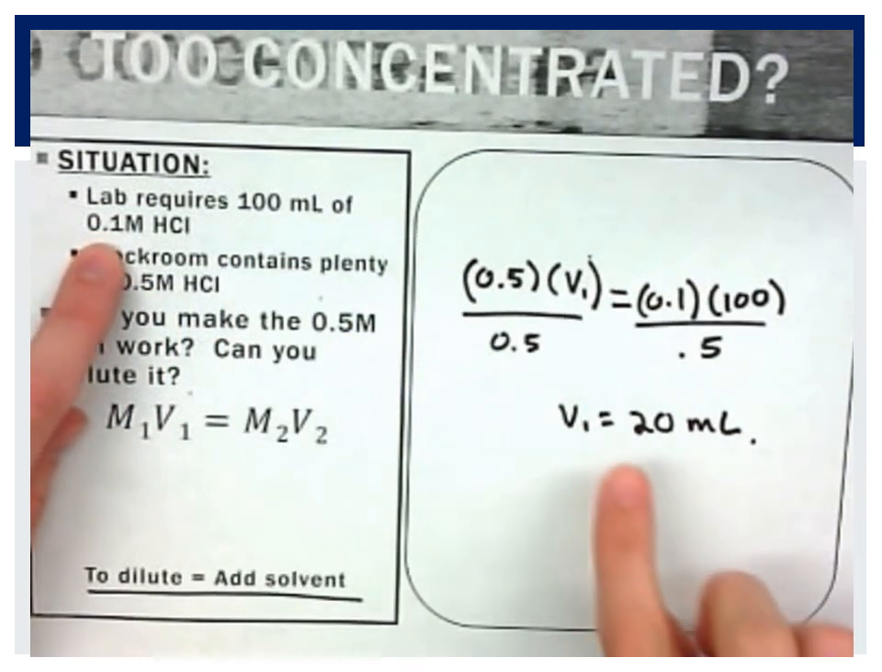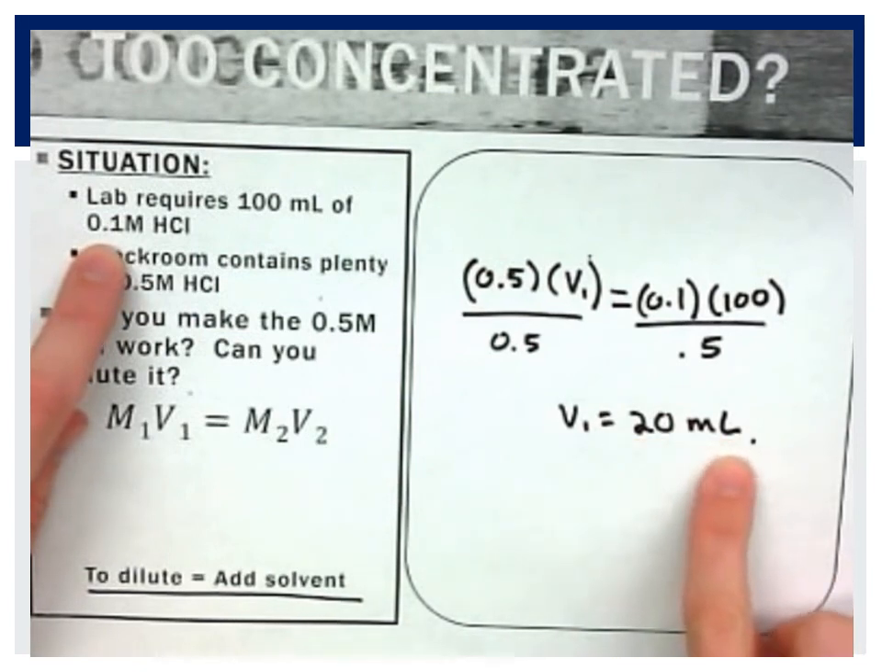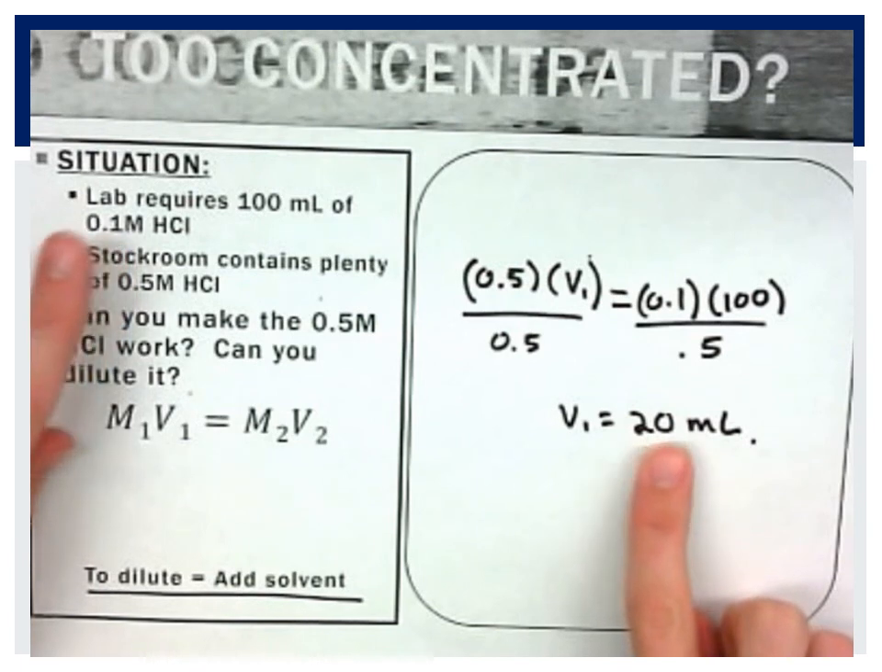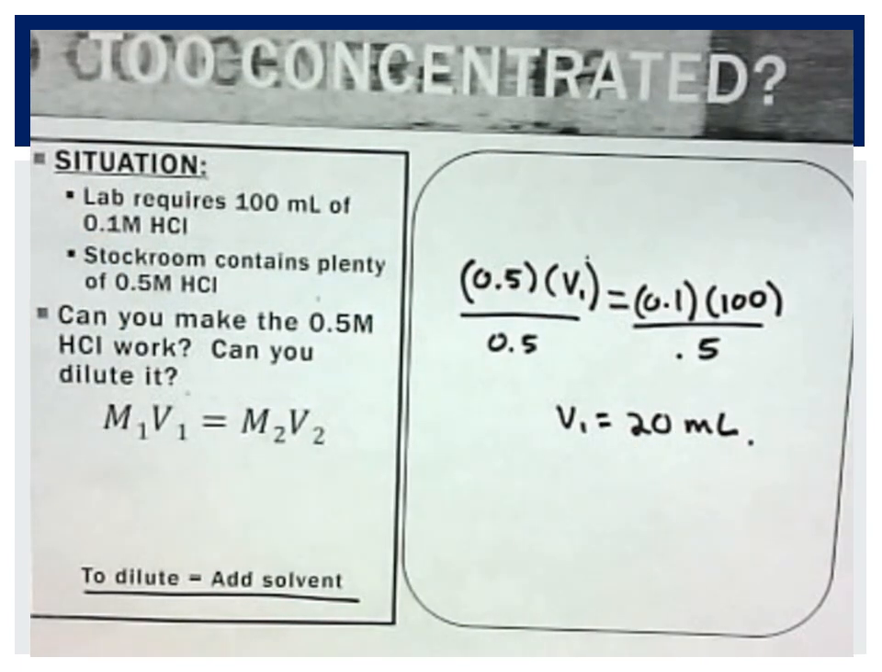So in reality, I would take this 20 milliliters of hydrochloric acid, dilute it to 100, which means add 80 milliliters of water, and I would end up with a 0.1 molar hydrochloric acid solution. We'll do more of these tomorrow.